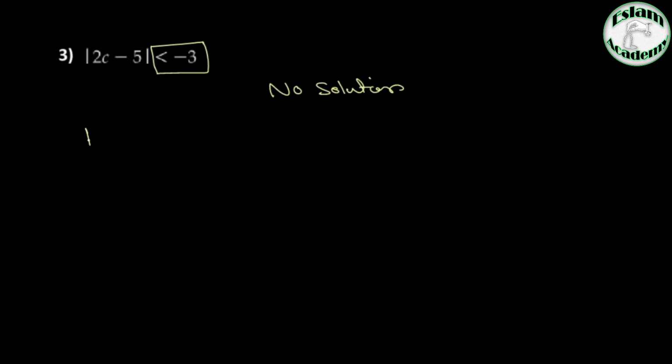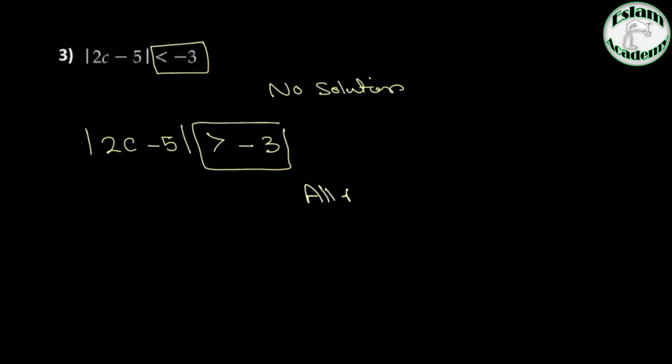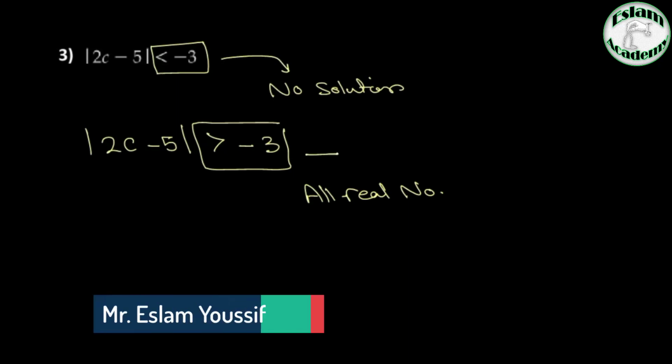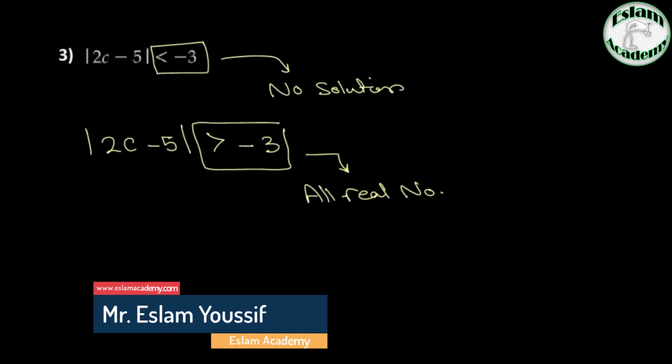But if you find that the absolute value of 2c minus 5 is more than negative 3, as we know the absolute value must be positive or equal to 0, and positive and 0, all of them are more than any negative number. So if we find more than a negative number, it means the solution will be all real numbers. So if less than any negative, the solution has no solution. More than any negative number, it means all real numbers.